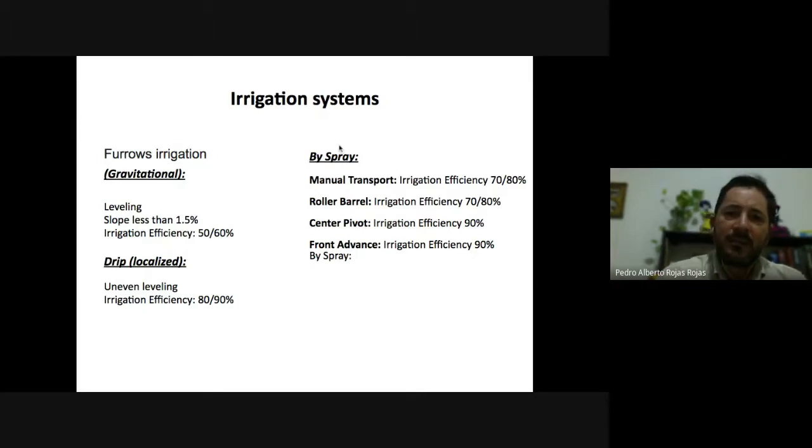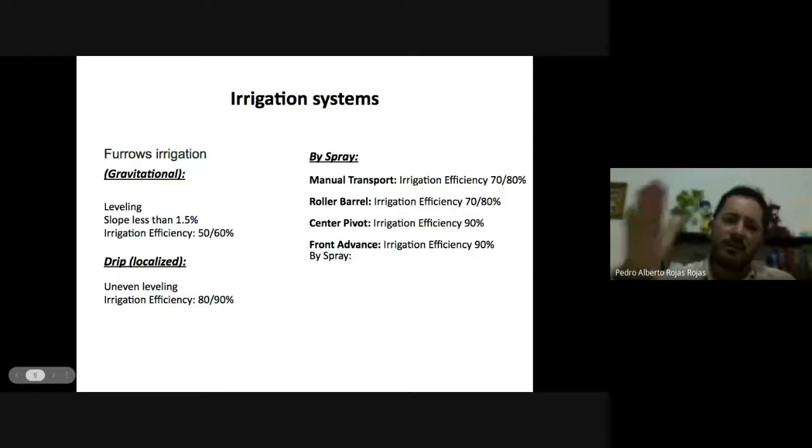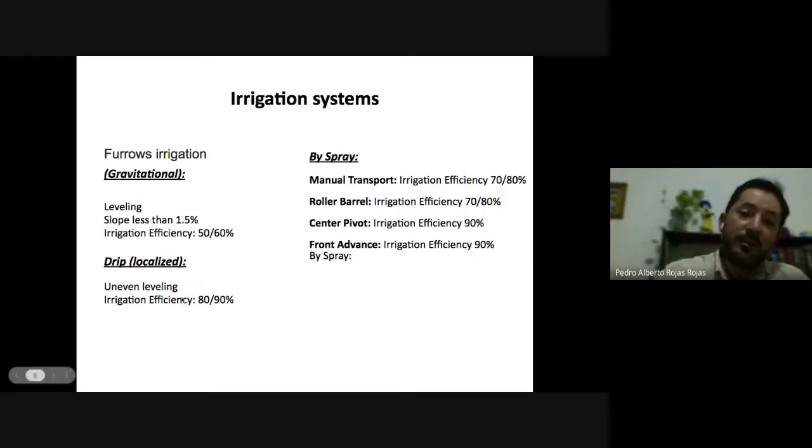In second place, we have the localized or drip irrigation system. This system doesn't require exact leveling because it depends on the line of the crops, and there is no problem with the difference in the soil. And the irrigation efficiency in this kind of irrigation system is 80 to 90%.